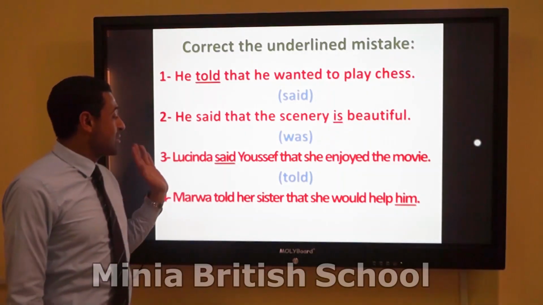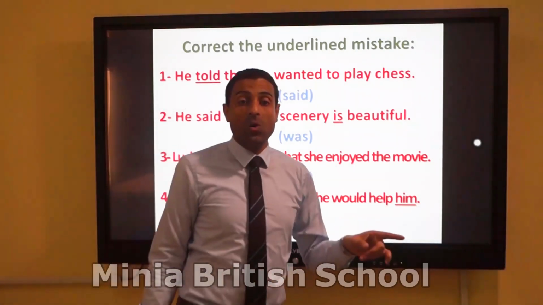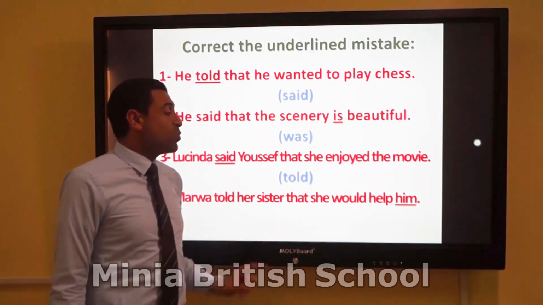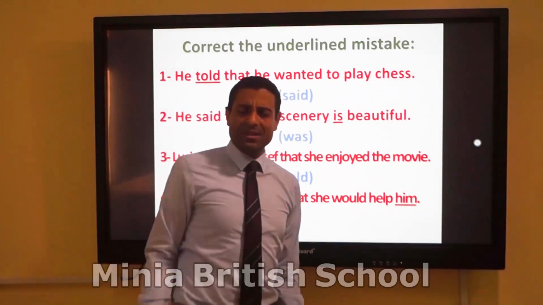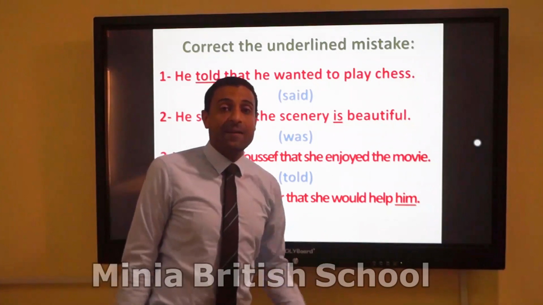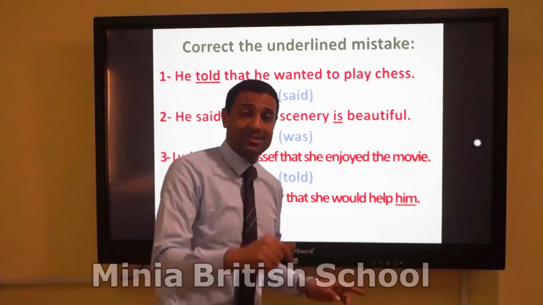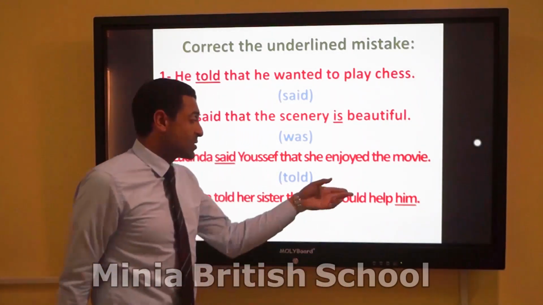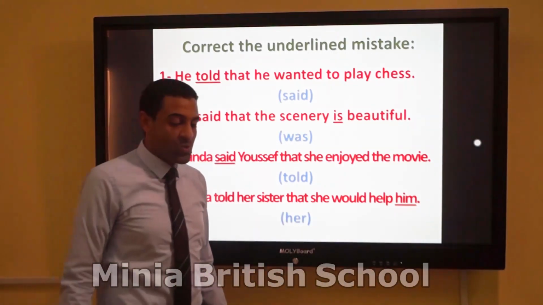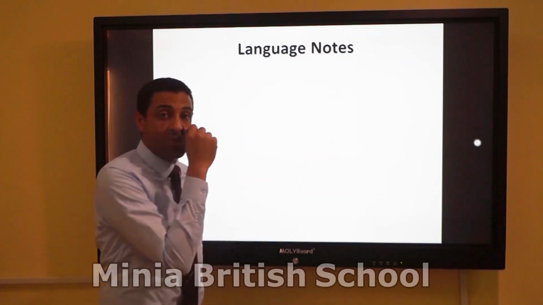Look at the last sentence. Marwa told her sister that she would help him. Marwa is talking to her sister. Can I say him or her? I have to say her, because Marwa who is talking is a girl, and she is talking to her sister. So there are two girls, so I cannot say she would help him. Of course, she would help her.